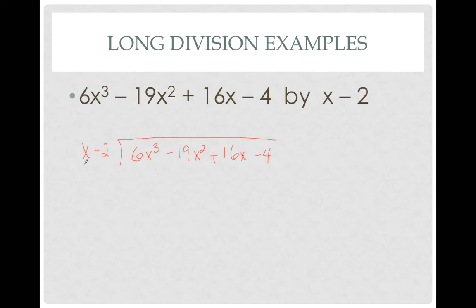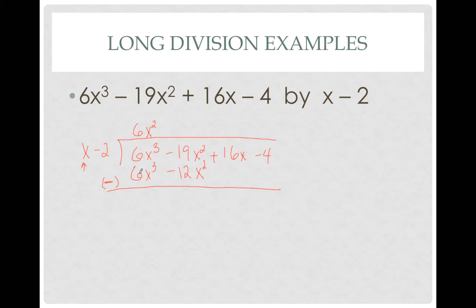Then what you need to ask yourselves is, how many times does x go into 6x cubed? But the other way that I ask this is, what can I multiply by x to get 6x cubed? Well, in order to get the 6, I need to multiply by 6. And in order to get the x cubed, I need to multiply by x squared. So then I do 6x squared times x, which gets 6x cubed, and 6x squared times negative 2, which gets negative 12x squared. And then we subtract.